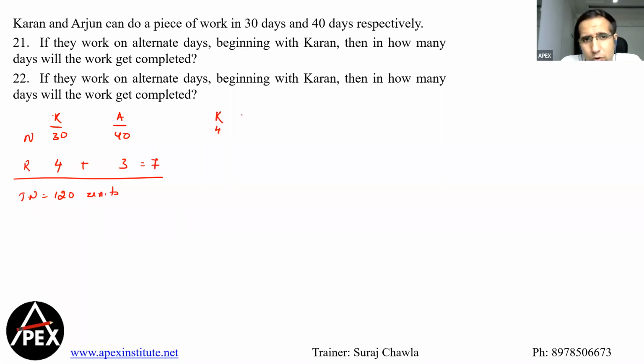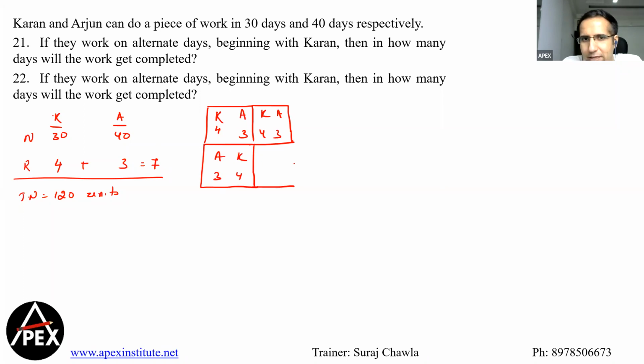So what is happening again here? Karan does 4, Arjun does 3. So in 2 days it becomes 7. So what am I saying? In a way, every block has 7 units only. Which means till when they are playing with multiples of 7, my answer will not change.